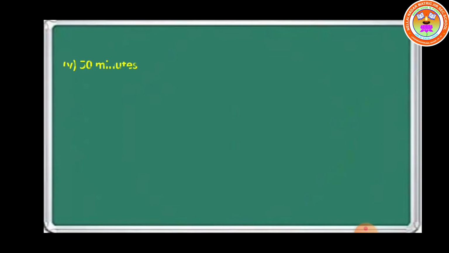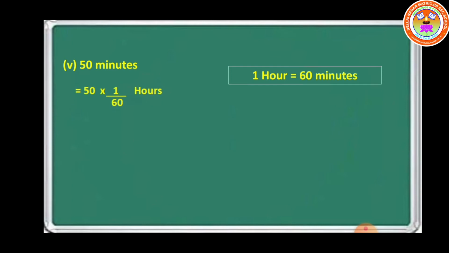Next subdivision, 50 minutes. As we know, 1 hour is equal to 60 minutes. It will be replaced as 50 into 1/60 hours. By using 10 table, 0 and 0 will get cancelled, remaining 5 by 6 hours. Let us move to the next question.